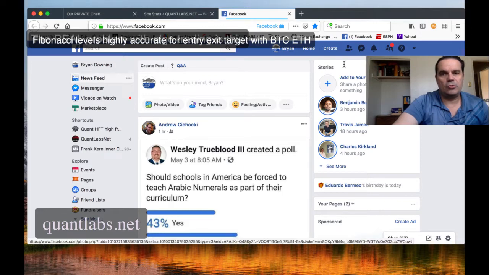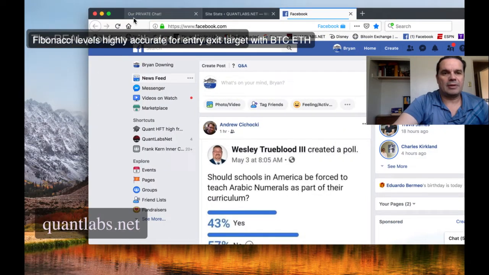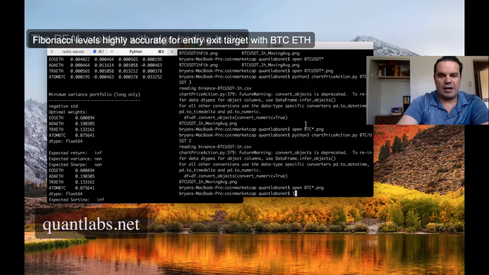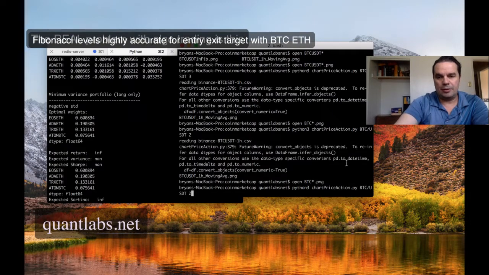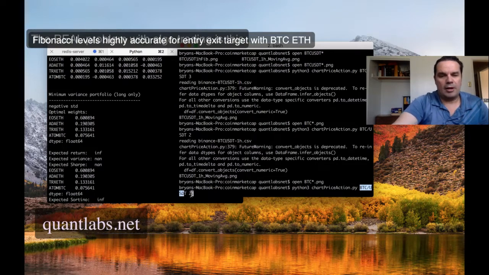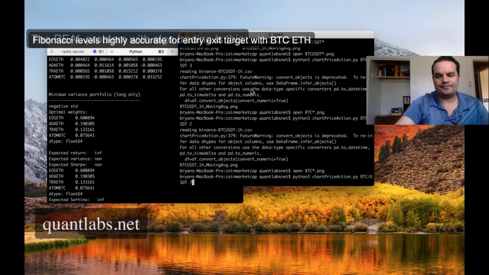I want to show you Fibonacci levels for the pricing target. So let me just set up my screen here. Okay, so what I've got here is I made a new script called chart price action. I can feed it in the argument as the pair that I want, as well as the number of days I want to analyze, all hourly data. So this is how everything works thus far.